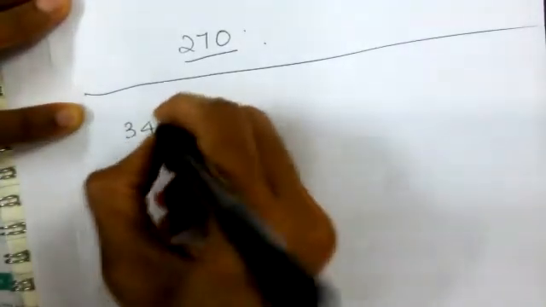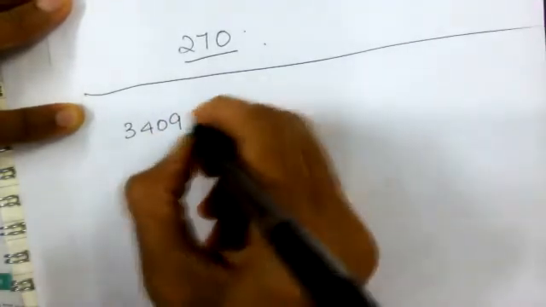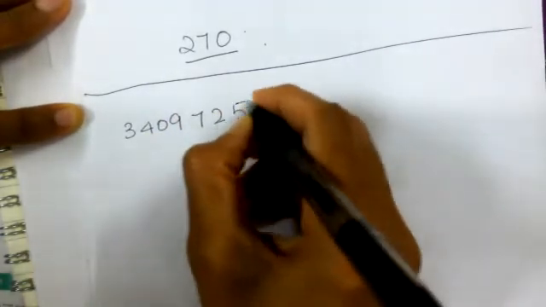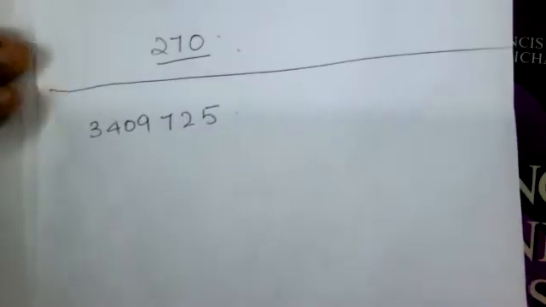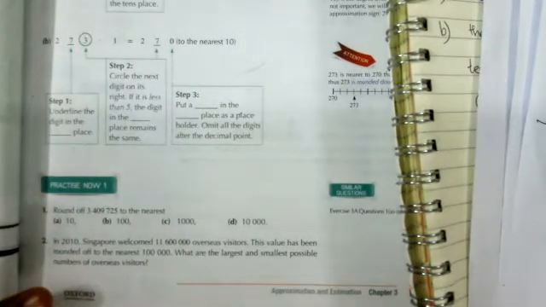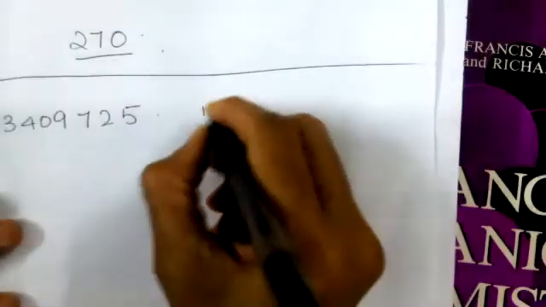Let's do 3, 4. So the question is that you have to round off 3, 4, 0, 9, 7, 2, 5 to the nearest. Which one do you want to do? To the nearest 10, 100, 1,000, 10,000? It's your choice, teacher. Okay, 10,000. Let's do to the nearest 10,000.